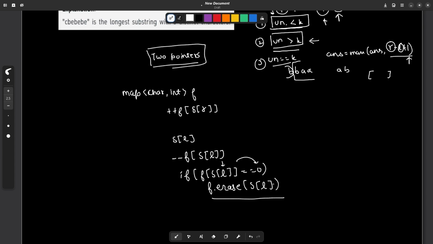The reason why I am doing this is because at the end I want to find the number of unique elements. If I don't remove this, my map will also have 0 values and that does not represent any element. But if I remove it at any instant of time, I can just type f dot size and that will give me the number of unique elements in my map, and all of them will be non-zero values. That is why you will also have to remove this from your map once this value has become 0. So this is all you have to do in this particular problem. And now let me show you the final code.